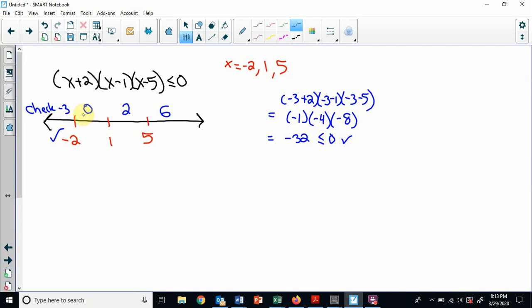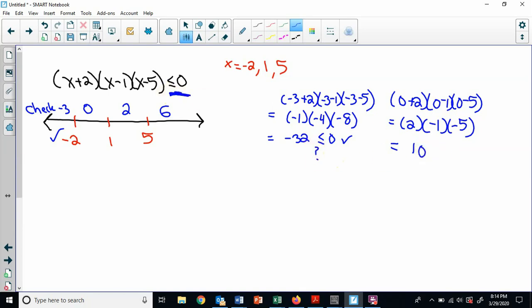Alright, let's check 0 now, the next region. 0 plus 2, 0 minus 1, 0 minus 5. You literally could just type this in with the parentheses in your calculator. That will be 2, negative 1, negative 5, and if I multiply that out, that will give me positive 10. What we're checking is, are we less than or equal to 0? Is 10 less than 0? The answer is no. So this region's a no.